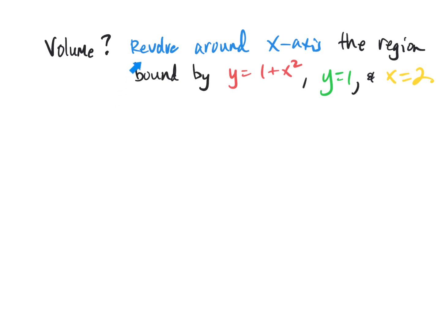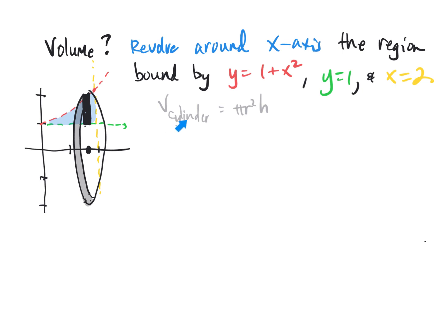Number 25, revolve the region bound by these three curves around the x-axis. What will be the volume of that solid of revolution? So step 1, graph the three boundaries and establish the region. Step number 2, draw a representative rectangle.